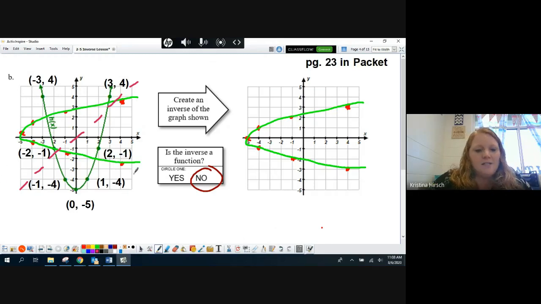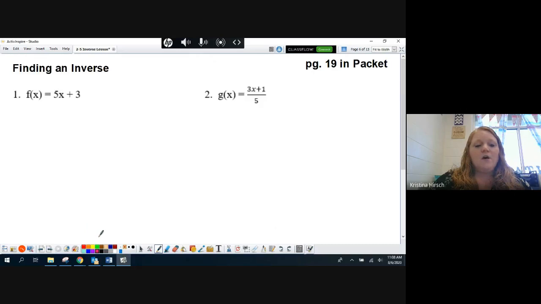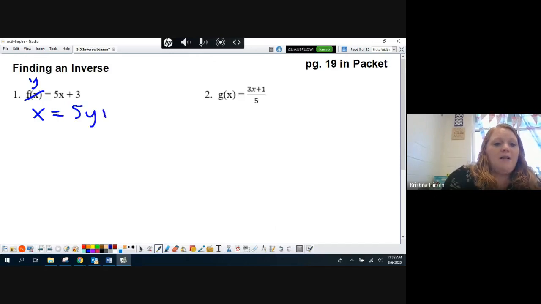All right. So the next thing you have is, can I find an actual inverse to a function? If they give you a function and you have to do it algebraically, then these are the steps. I've already kind of went through those, but we're going to swap x and y, solve for y, and then rewrite it in inverse notation. So we're on page 19 in your packet. For this first example, remember what I said about f of x, g of x, those are another way to say y. So if I switch x and y, I'm going to have x equals 5y plus 3.